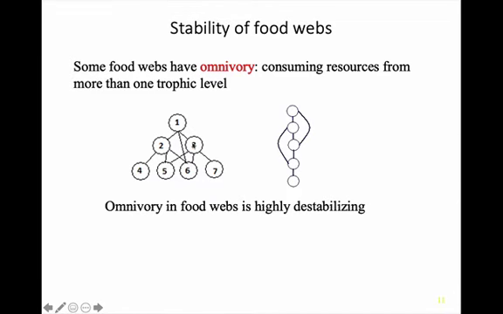So here's an example of some real food webs with their omnivory. Here's an example of a food web that's really kind of unusual. Usually we think of resources as needing to be partitioned, right?